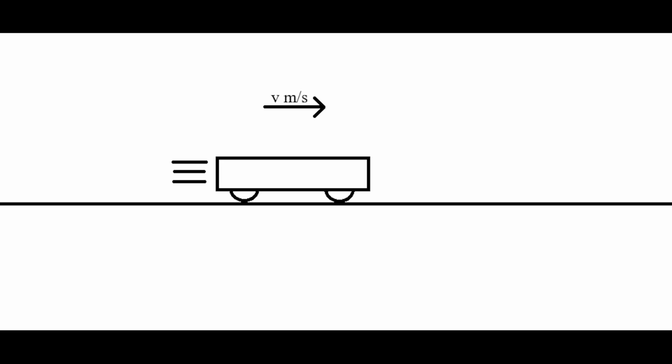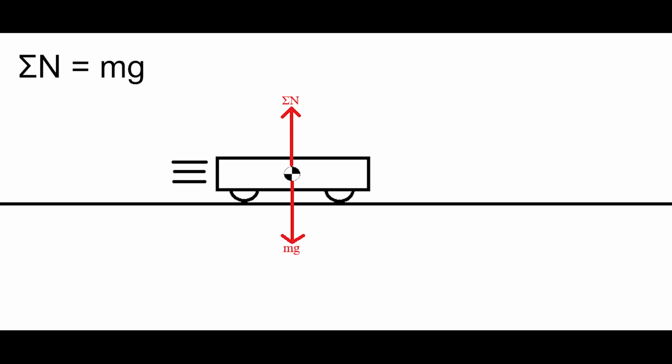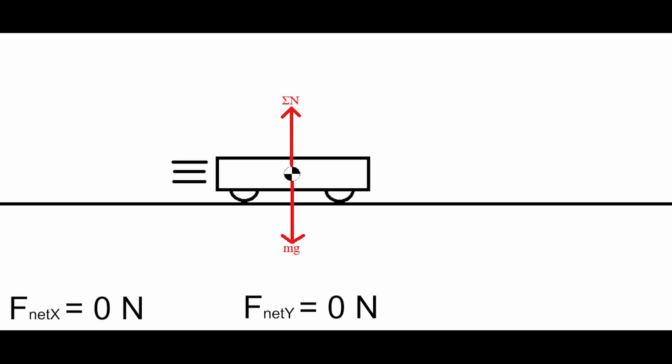In an ideal scenario, there are only two forces acting on the cart: weight and the combined normal force from the track acting on the wheels, indicated by sigma n. The cart's vertical position is not changing, so sigma n is equal to mg, and the net y force component is 0. There is no friction or drag causing the cart to decelerate, so the net x force component is also 0. The magnitude of the z component is 0 as well.